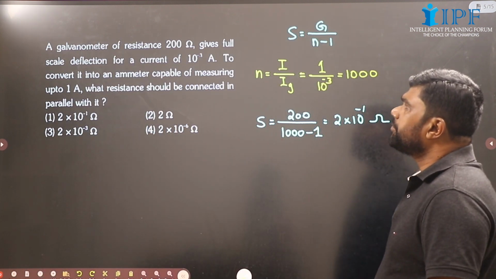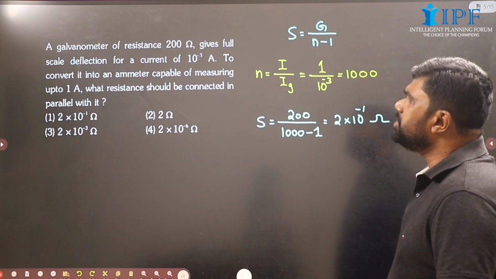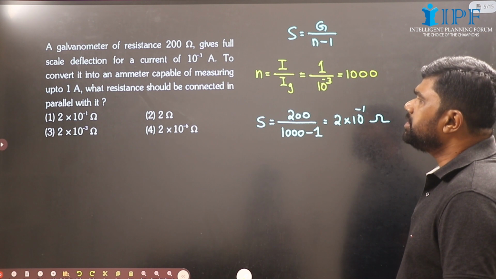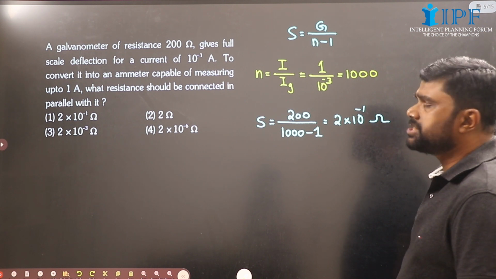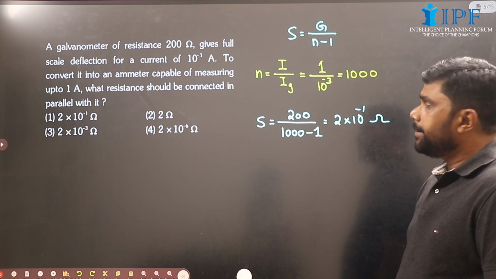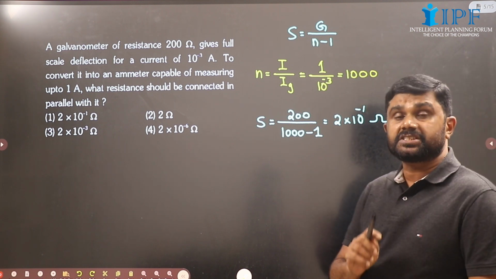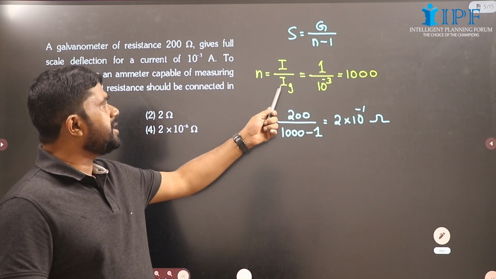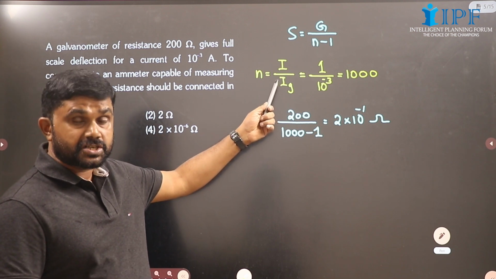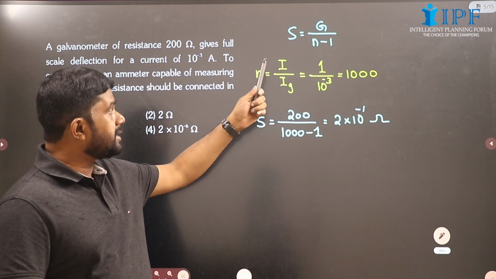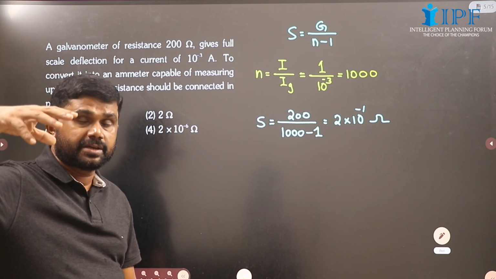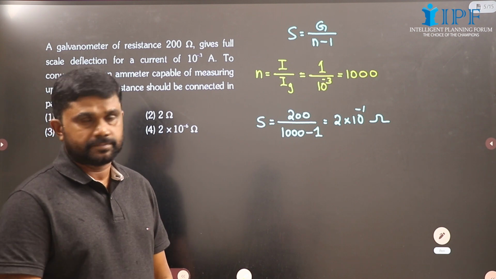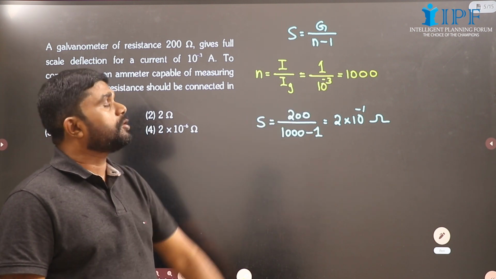A galvanometer of resistance 200 ohm gives full scale deflection for a current of 10 raised to minus 3 ampere. To convert it into an ammeter capable of measuring up to 1 ampere. Okay. So the factor by which its current capacity is to be increased, n, is given by I by Ig, where Ig is the full scale deflection current of the galvanometer, and capital I is the maximum current capacity of the ammeter to which it is to be converted. Okay, so that we will get thousands.